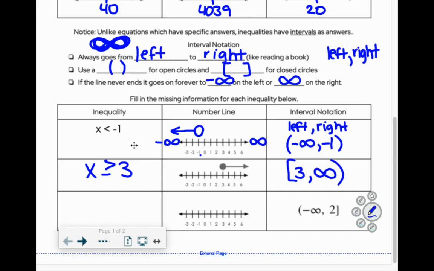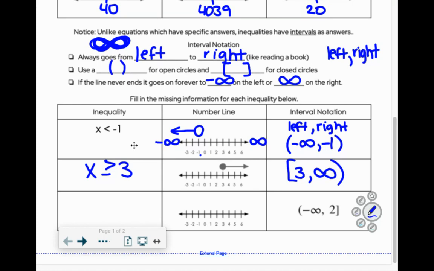I know that a lot of us are going to want to match them, but we don't put a bracket around an infinity because the brackets mean that you can equal that number. We can equal 3 because there's a solid circle there. But infinity is not something that we can actually equal, so infinities will always have a parentheses around them. You never have to question what they have, they always have a parentheses.